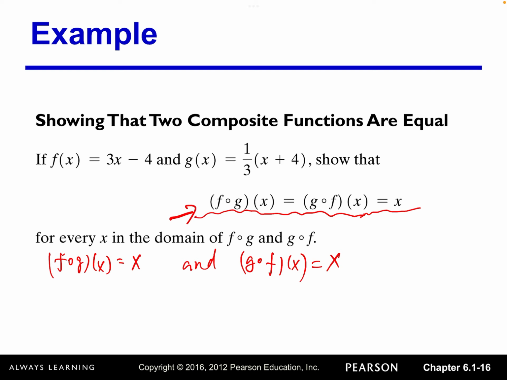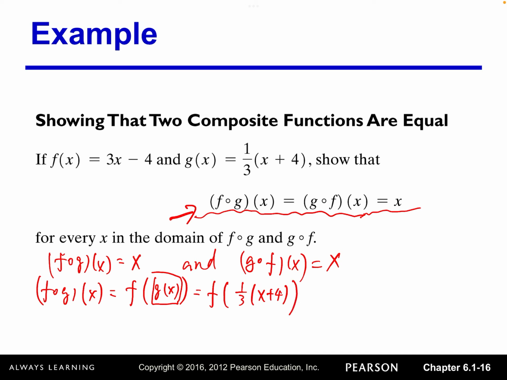All right, so let's do that. So f composed with g, that means f of x is the outer function, g of x is the inner function, right? And then we substitute g of x by its definition. So that's 1/3 times (x plus 4). This is g of x. And then we plug that into the outer function, 3x minus 4, replacing x by the inner function, which is g of x, 1/3 times (x plus 4). And then we simplify. 3 times 1/3, that's 1. So that's just x plus 4, and then minus 4, that equals x.